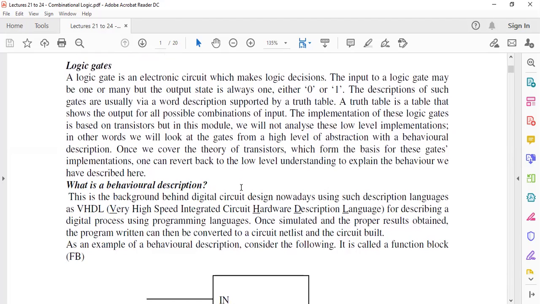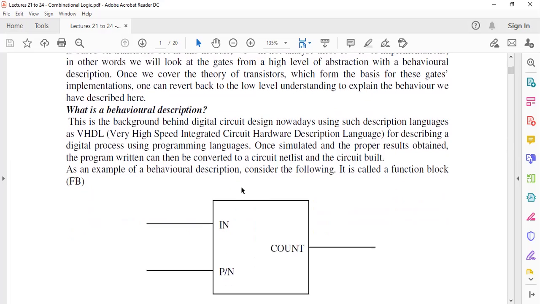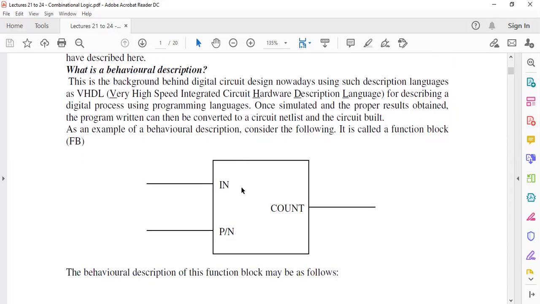Now, the approach we're going to take in this chapter is something called behavioral description. Behavioral description is an approach where we treat the part of the system we are considering as a simple block diagram, hidden to us. We're not interested in what's actually inside this box, but in the behavior of the system. That's what we are interested in.